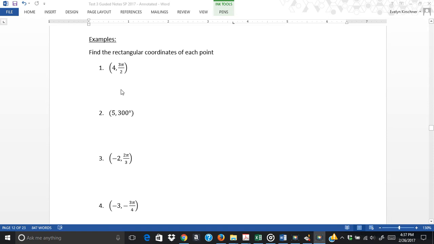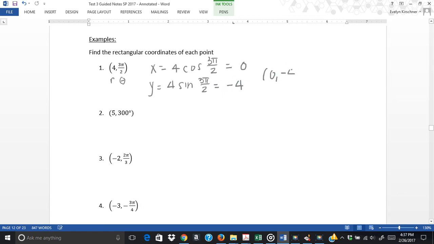So I want to find the rectangular coordinates. So here's my r, here's my theta. So x is just r times cosine of theta. And the cosine of 3 pi over 2 is 0, so it's 0. And my y is 4 times my sine of theta, which is 3 pi over 2. And the sine of 3 pi over 2 is negative 1, so it's negative 4. So my rectangular is (0, -4).